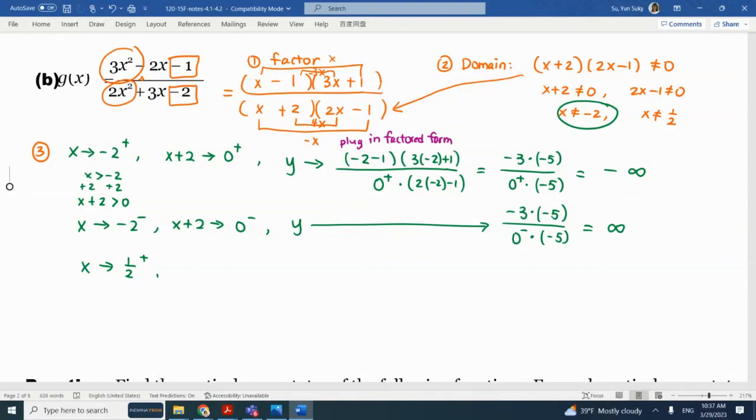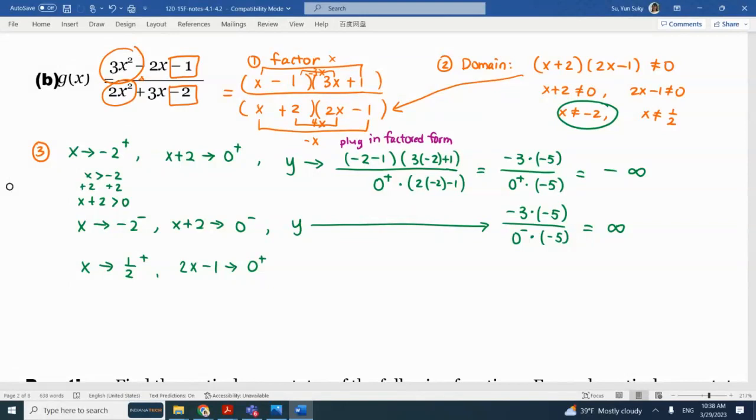X goes to 1/2 corresponds to which factor? The 2x minus 1, right? So you get 2x minus 1. It goes to what? 0 plus or 0 minus? 0 plus. That's always the case. So you let x go to 1/2, and then that means this factor goes to 0. If you let x go to 1/2 on the right, then this factor will go to 0 from the right. They always match. Okay?